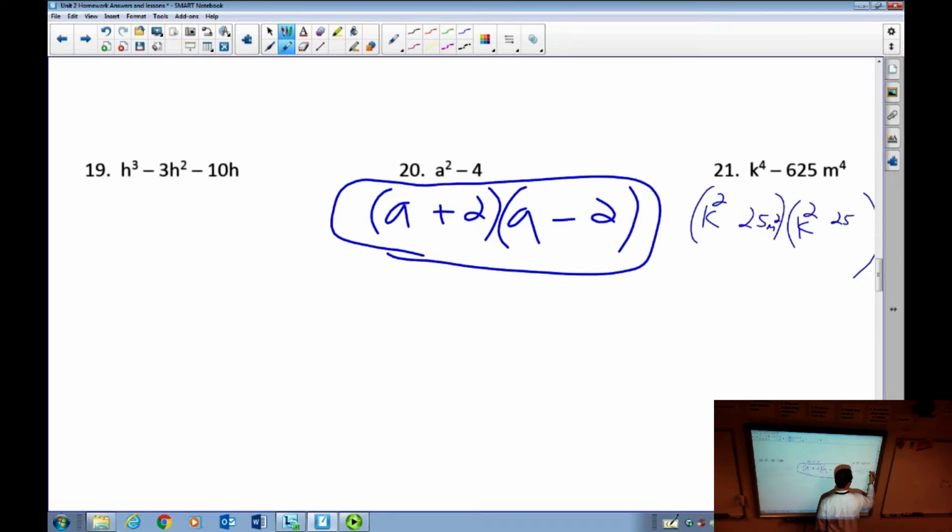And 25m squared. And then 25 times 25 is 625, so that's good. M squared times n squared is n to the 4th. No middle term, so we want 1 plus and 1 minus. So that's to help you there on number 21.